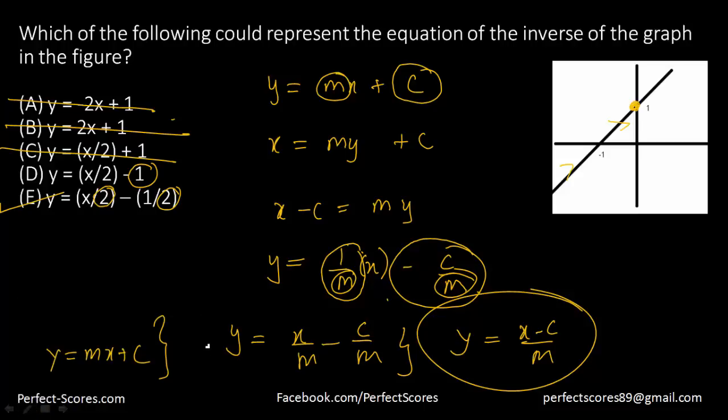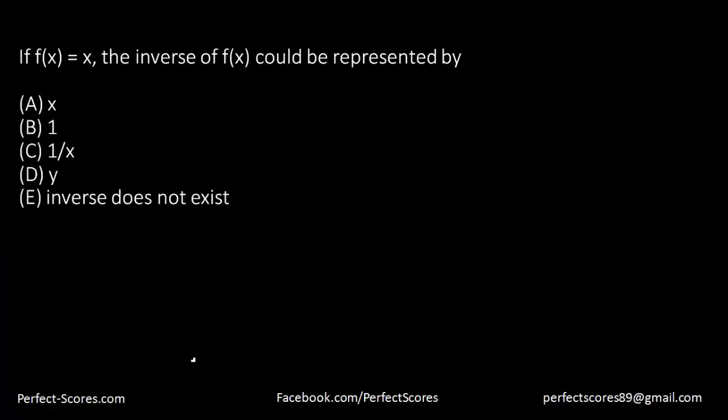So I hope you're able to understand what I'm trying to say here, guys. Let's move forward to the next one. Now this one says that if f of x is equal to x, then the inverse could be represented by what? So he's saying if f of x is equal to x, then the inverse could be represented by which function? So the function is y is equal to x. The inverse is going to be x is equal to y. So that means the inverse will still be x, which means A is my answer.